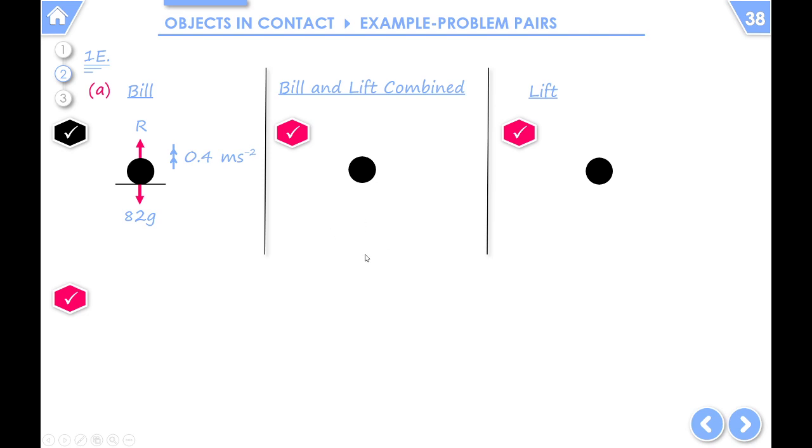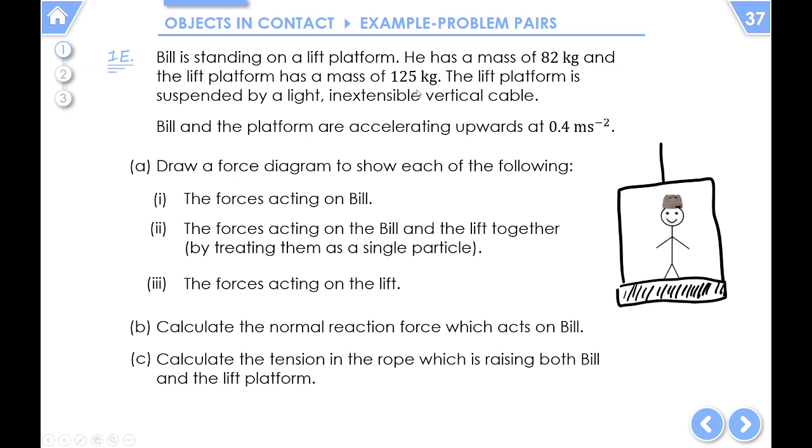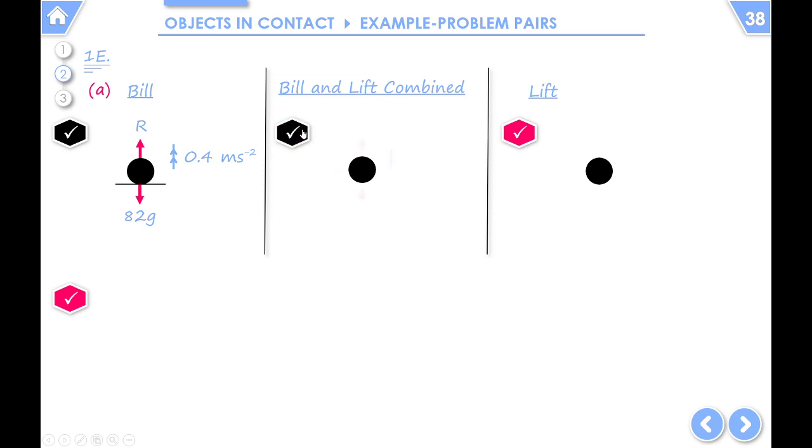Okay, for Bill and the lift combined, the lift has a mass of 125 and Bill has a mass of 82. So we need to add those together if we want the total mass first of all, and that is going to be our mg force. 82 plus 125 is 207 g. And we've got a tension holding the lift in place up here.